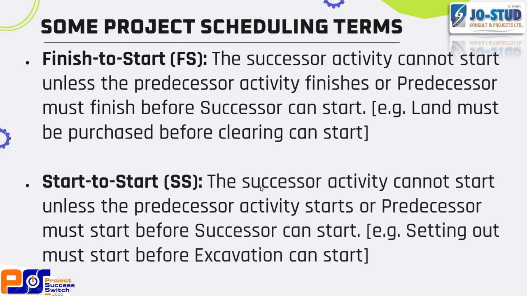Then start to start means the successor activity cannot start unless the predecessor activity starts. Now you know what the successor activity is and what the predecessor activity is. So in these two activities we have on this board, mix paint and apply paint, you can use either finish to start relationship or start to start relationship for them. I'm going to explain that when we get to the practical.